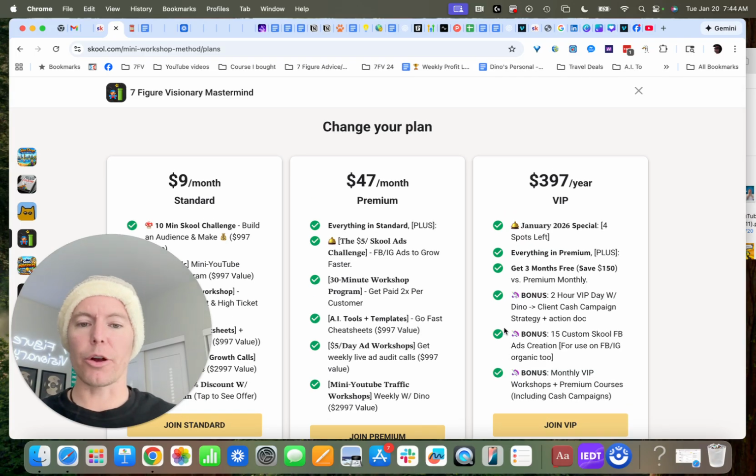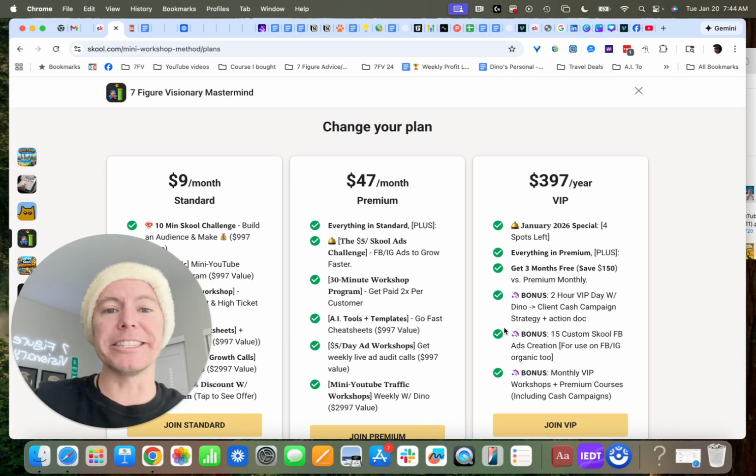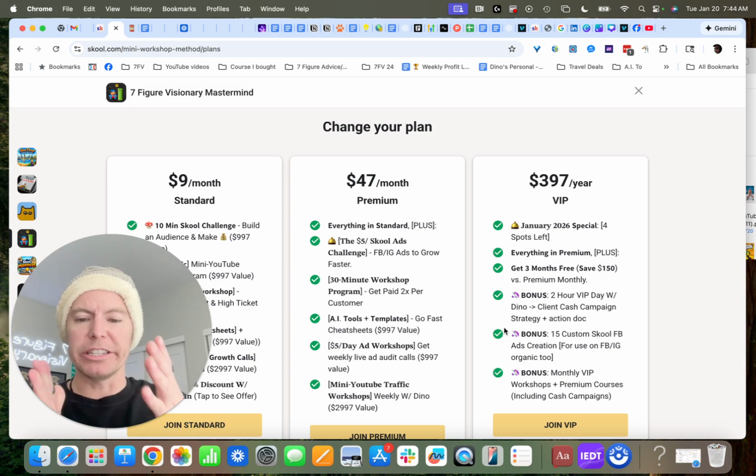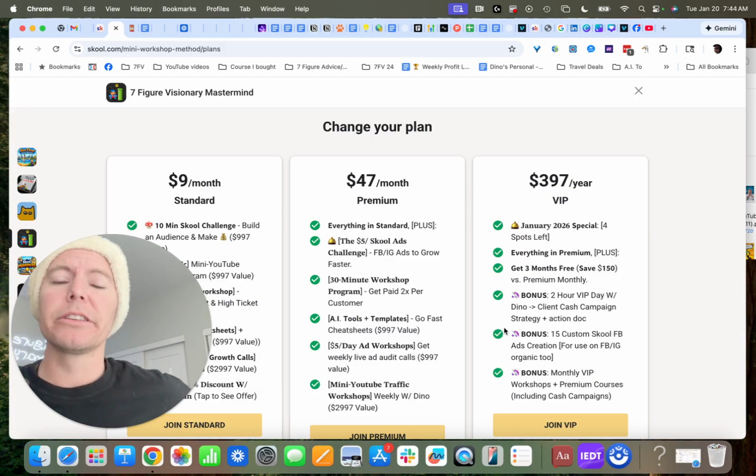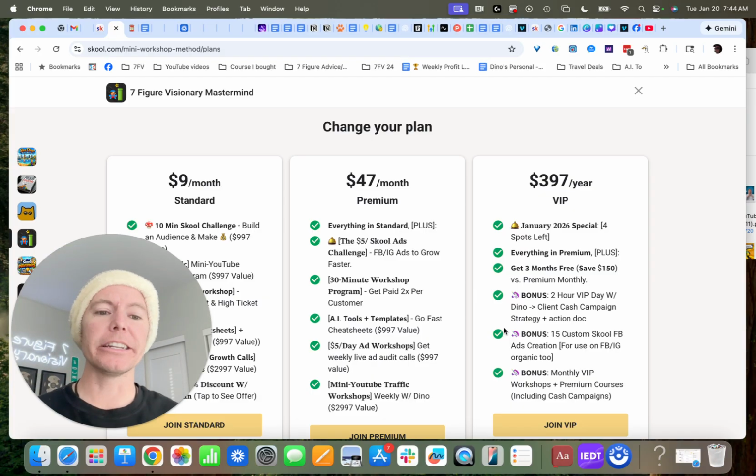Now, this is our current model. Again, we're only 2.5 months into running tiers, which is these 3 different membership levels to your community. It's one of Skool's newest features that they came out with at the end of 2025.